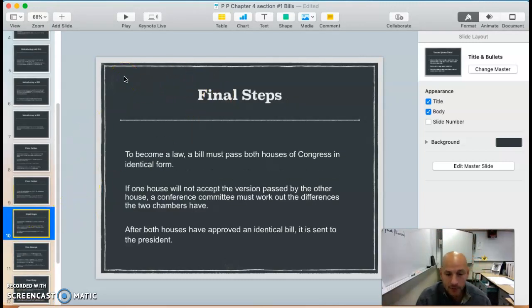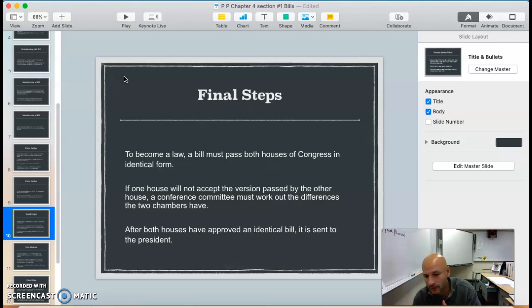To become a law, a bill must then pass both houses of Congress in identical form. And we know from the bill on Capitol Hill, right? If one house will not accept the version passed by the other house, they call a conference committee, okay? So members from the House of Reps and members from the Senate get together, they discuss what needs to be changed. If the House doesn't want to change it, then the bill gets squashed there if the Senate won't accept it. But if they can devise some kind of agreement or compromise on different things, then the bill will be proposed in the Senate and discussed.